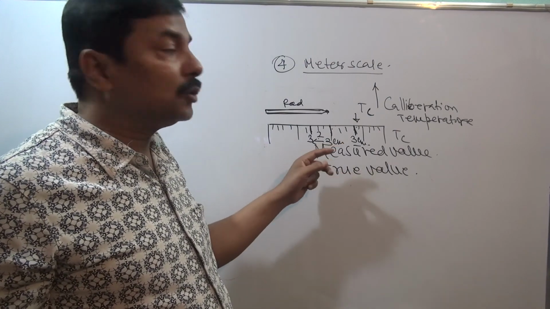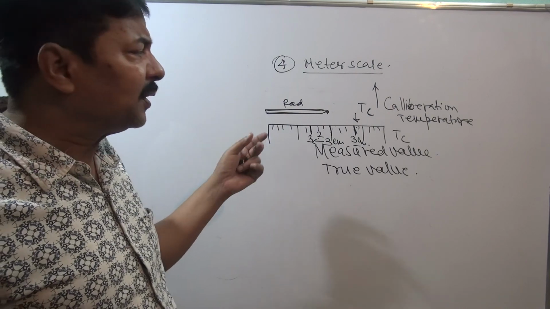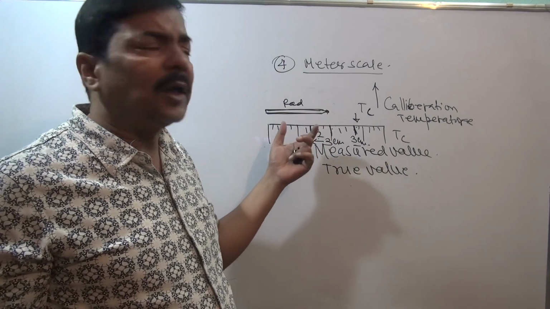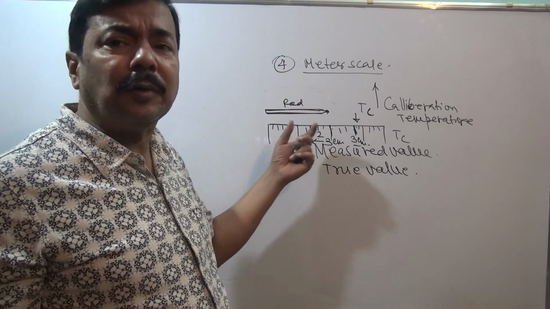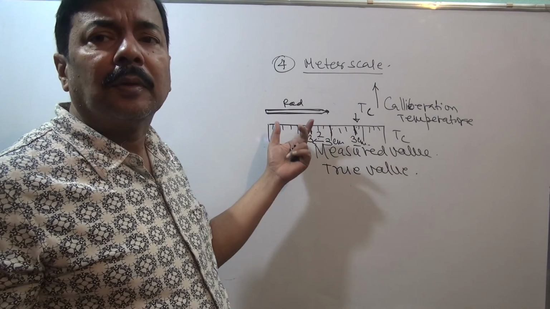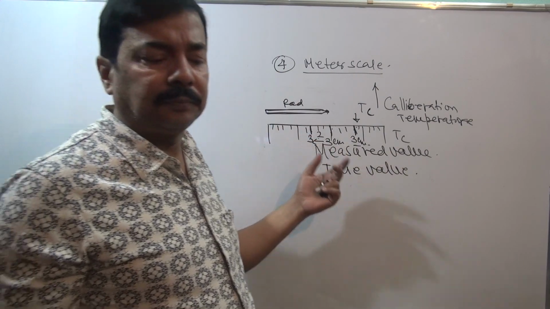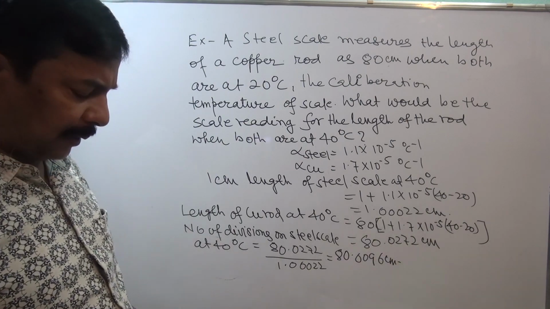So that has to be understood, whether the length is expanding or whether the length is contracting. This value is very small, but from a theoretical point of view it is very important to understand this concept. So we will use one question in order to understand the whole concept of a scale. Now let us understand the meter scale problem.